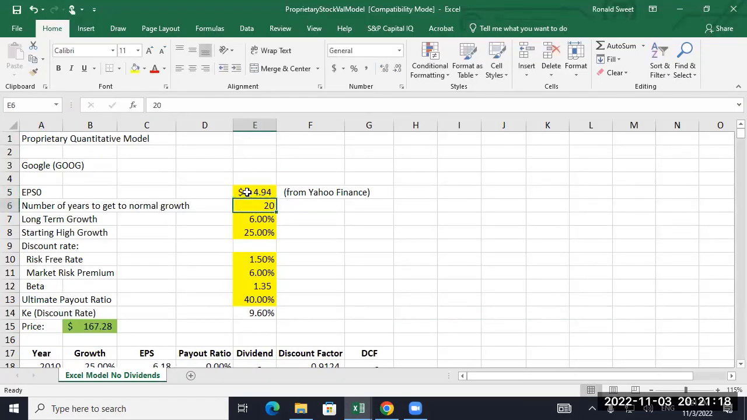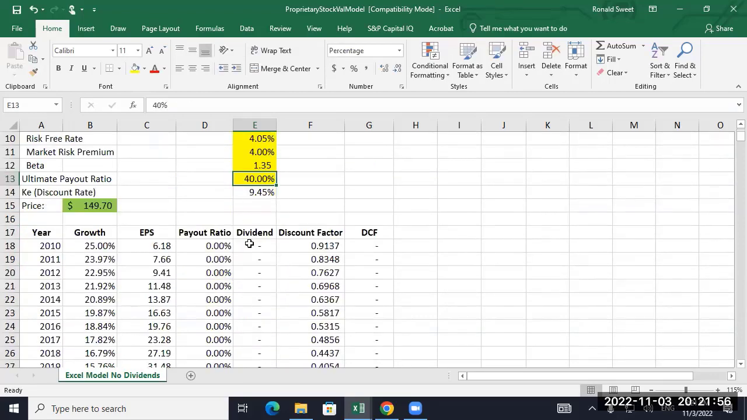All right, so Google's doing everything. We don't know what they're doing. They're somewhat private about this, but they're in medicine, they're in cars, they're obviously in cloud and advertising. They're doing some exciting things. Didn't do too well this last reporting, but that was just one quarter. So let's give them 20 years. Let's say their long-term growth is 5.5%, and they're going to start growing at 25%. Risk-free rate, 4.05. Market risk premium is 4. Beta, 1.35. And this is a firm that pays no dividends.